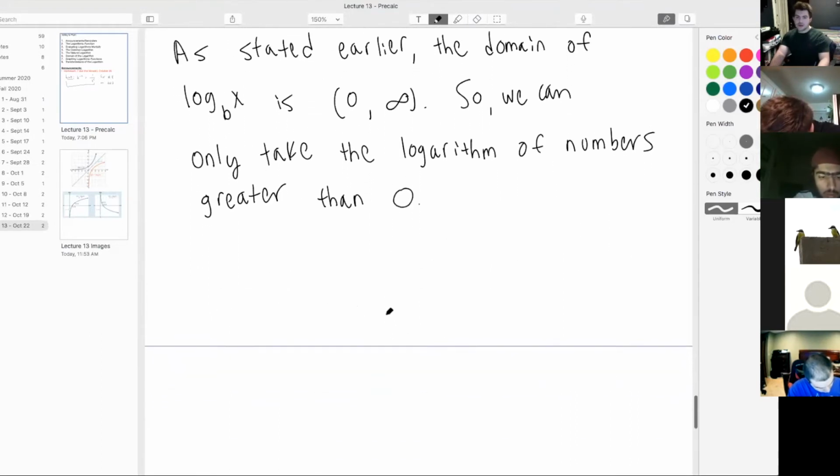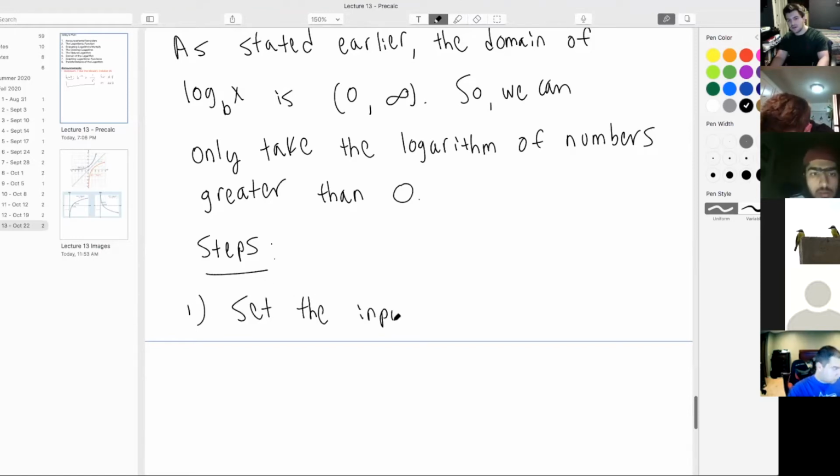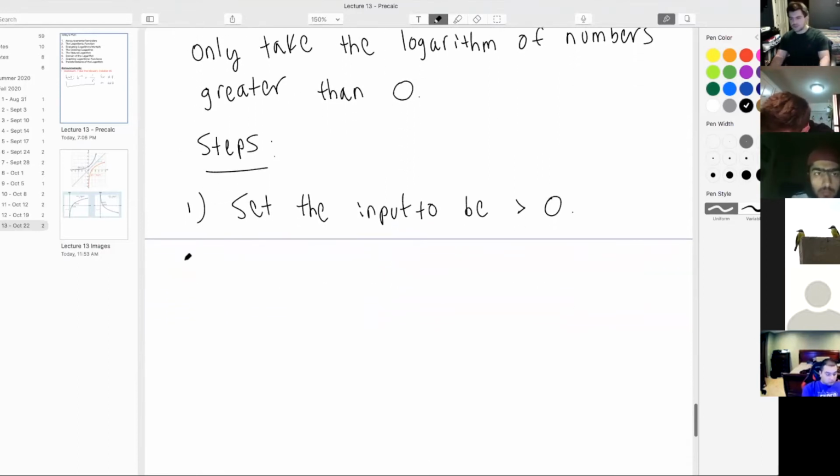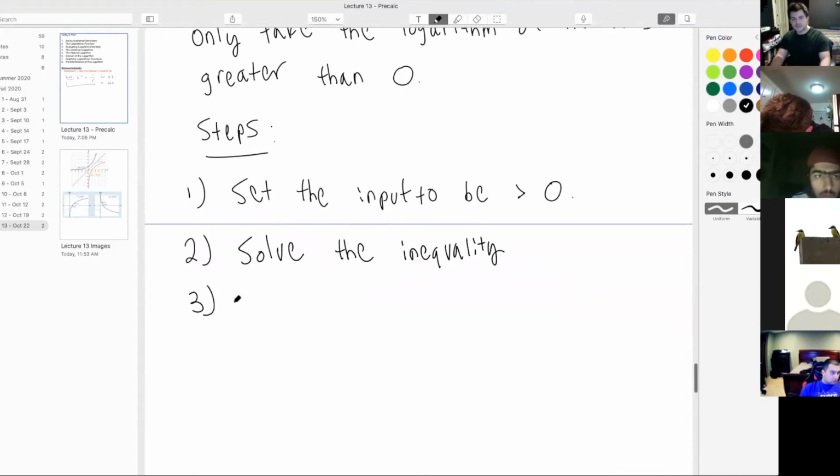Okay, so here are the steps. This is how you do it. Given a logarithmic function, how do you find its domain? Well, this is what you do. Step 1, you set the input to be greater than 0. Step 2 is to solve the inequality from step 1. And third is to write your answer in interval notation.